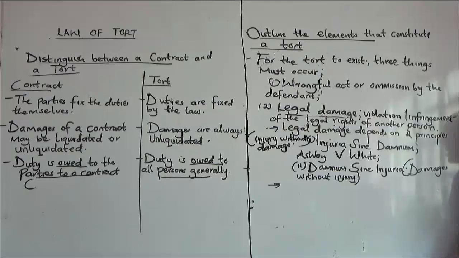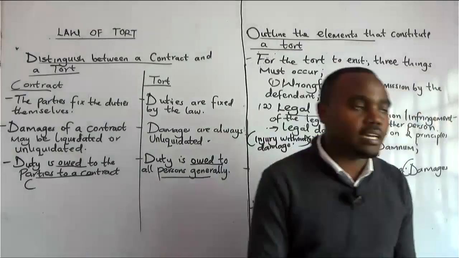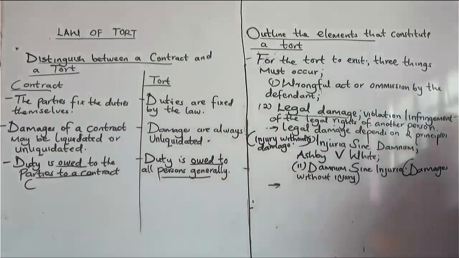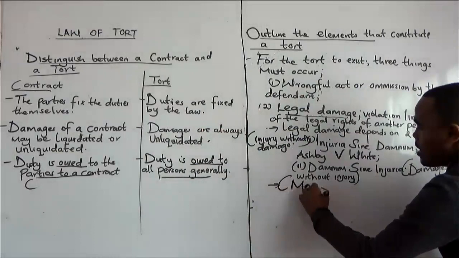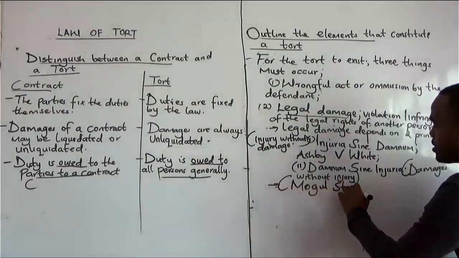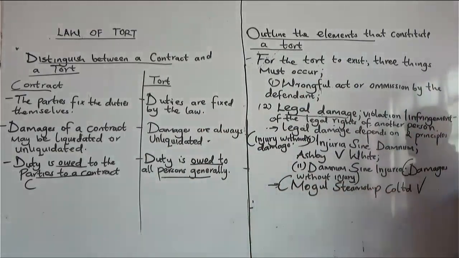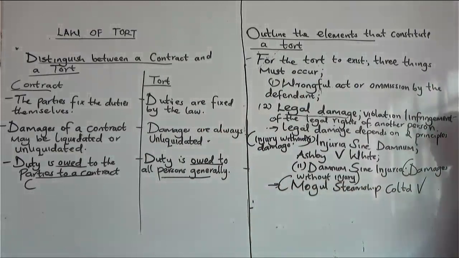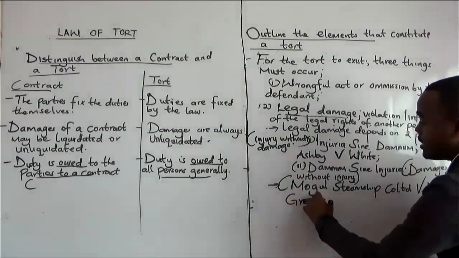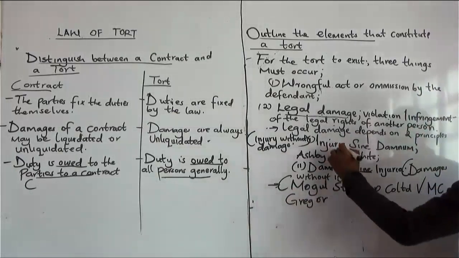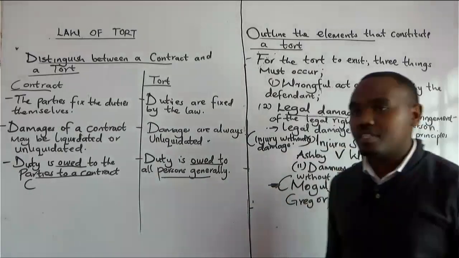I have said that you are suffering a harm without any violation of legal rights. The common case we refer to here is Mogul Steamship Company Limited versus McGregor. We are just discussing these cases for you to understand; they are not things that can be tested. But it is important for you to know that. So what happened in this case?